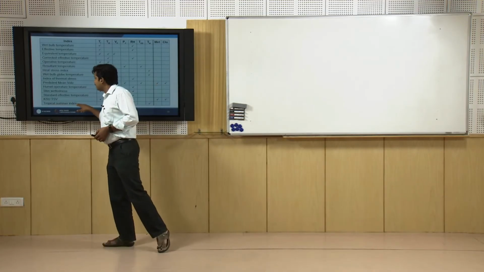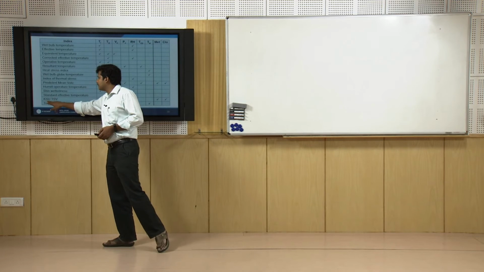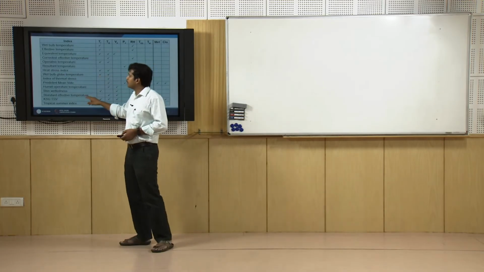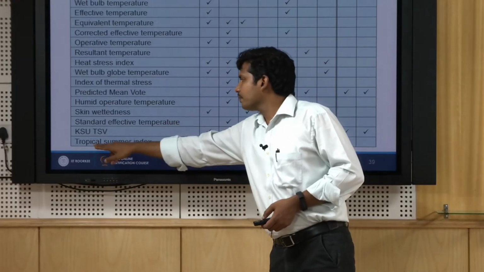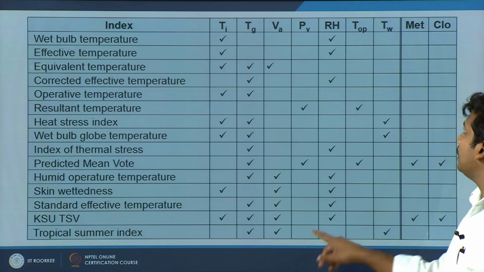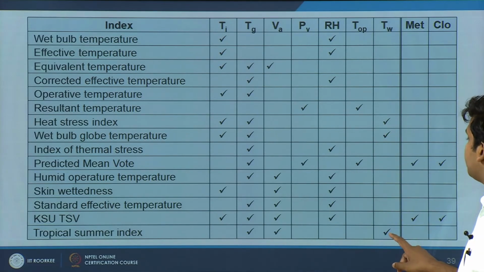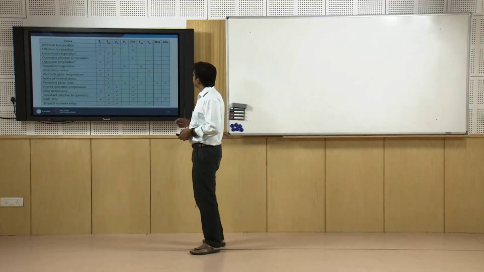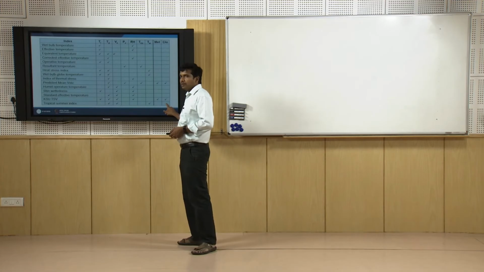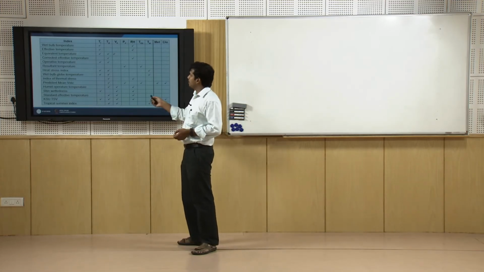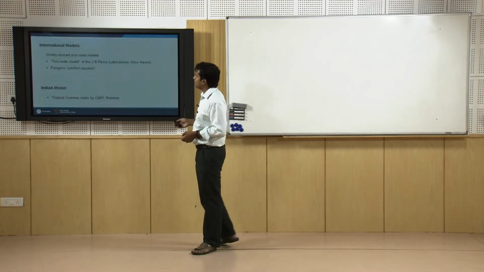You take the Indian index, this is KSU, Kansas State University, TSV, thermal sensation vote, these are different indicators, you will also find effective temperature, standard and corrected effective temperatures here. Tropical summer index again includes globe temperature, air velocity, it includes wet bulb temperature which is further a factor of air temperature and relative humidity or vapor pressure, but it does not include metabolic and clothing insulation. No personal variables are associated but environmental parameters are taken into consideration.